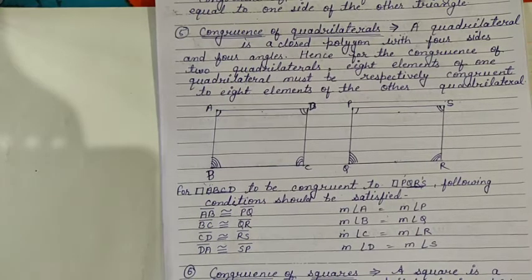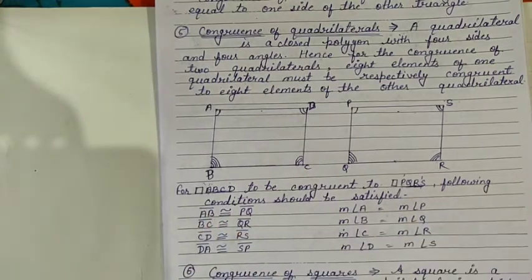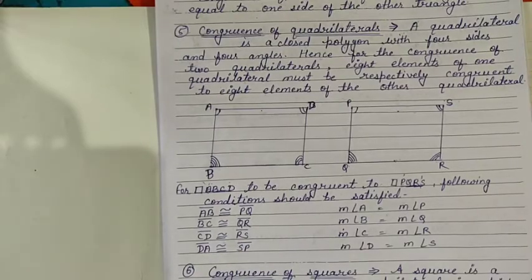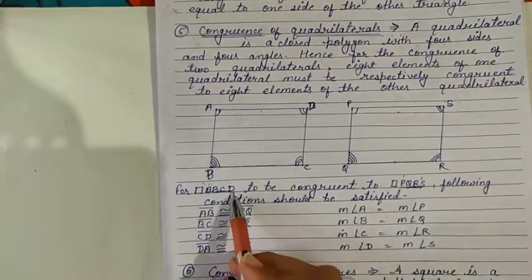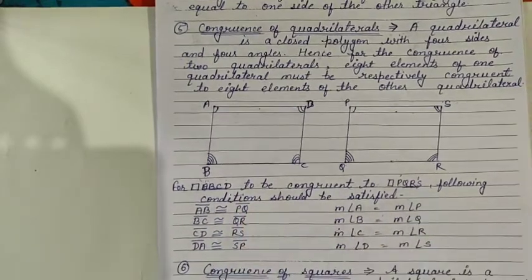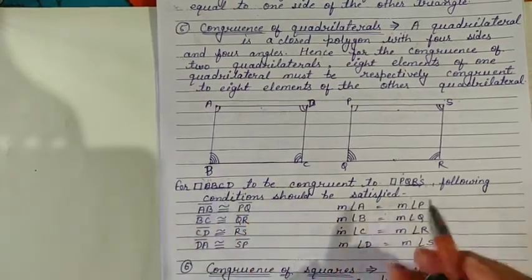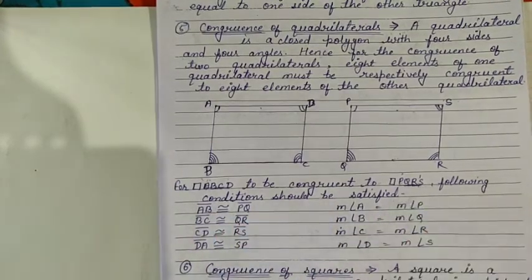Okay, now conditions for angles. The measure of angle A must be equal to the measure of angle P, the measure of angle B must be equal to the measure of angle Q, the measure of angle C equals the measure of angle R, and the measure of angle D equals the measure of angle S. It means corresponding parts must be equal. It's not true if angle C equals angle P. Angle C must be equal to angle R.